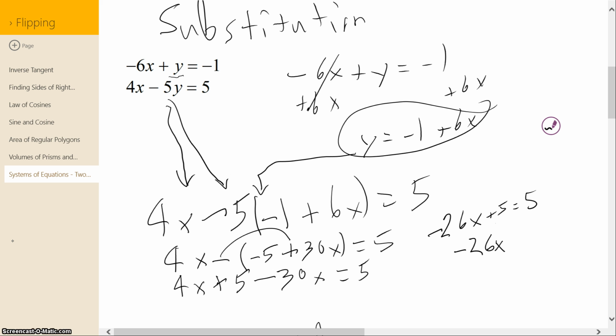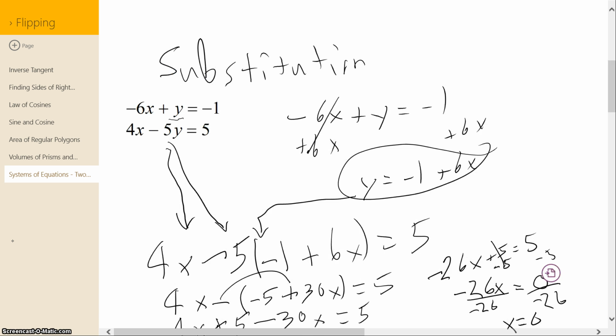Let's subtract this 5 from both sides. These are going to cancel, and hey, you know what? 5 minus 5, that happens to be 0. Negative 26x equals 0. Well, that means x, divide both sides by negative 26, although the answer should be pretty apparent, x is equal to 0. So x equals 0, so that's part of my solution here.